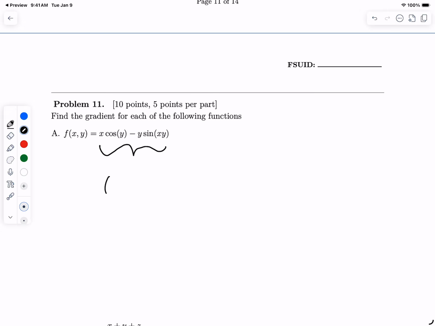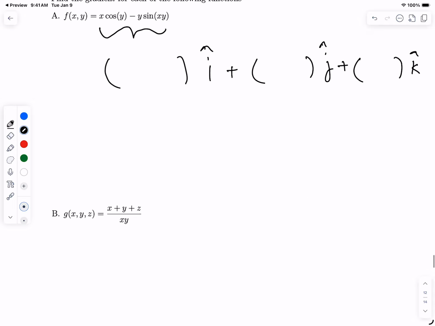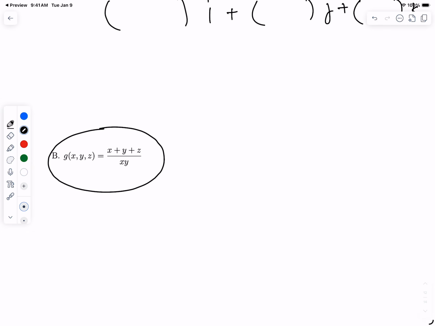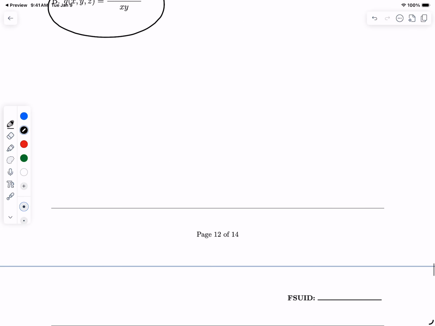Yeah, it's going to be a vector: something i hat, something j hat, and something k hat. So yeah, this one is okay. This is also a scalar field given to us, and we are interested in computing its gradient. Again, it's simple, so I'm not doing this. But be careful, you need to apply the quotient rule and chain rule.